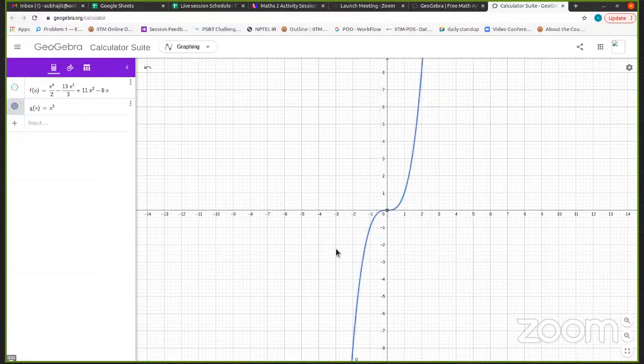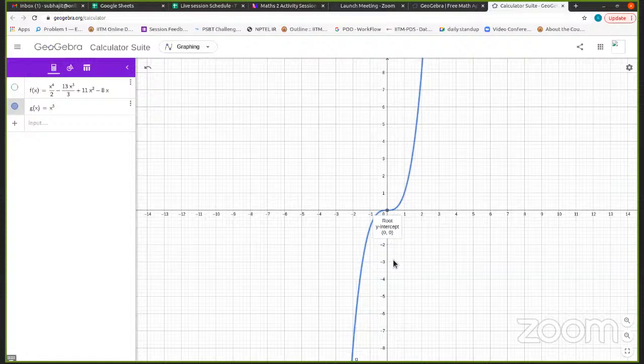So let's forget this one and this one, x cube. Yes, sir. So at 0, it is basically a saddle point. If you calculate it, g dash x is 3x square, right? And at x equal to 0, the slope is basically 0, right?